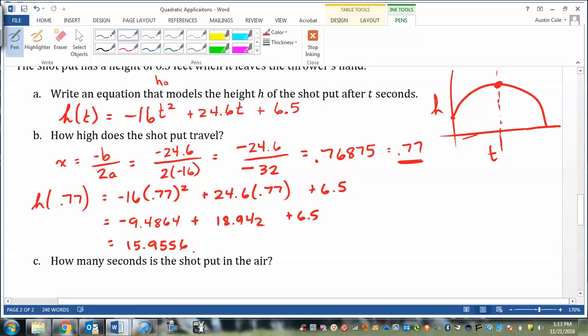So roughly around 16 feet is the maximum height of the shot put. And again, we haven't done anything out of the ordinary. All we've done is found the vertex. We've been doing that for a month and a half now.